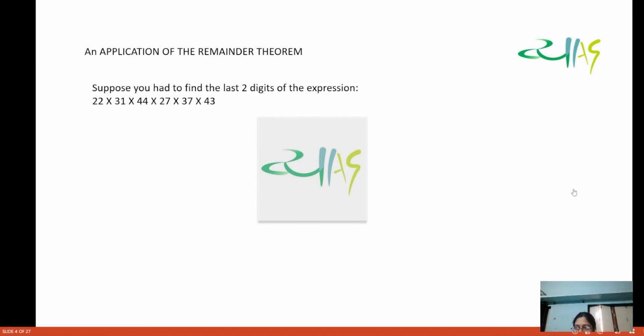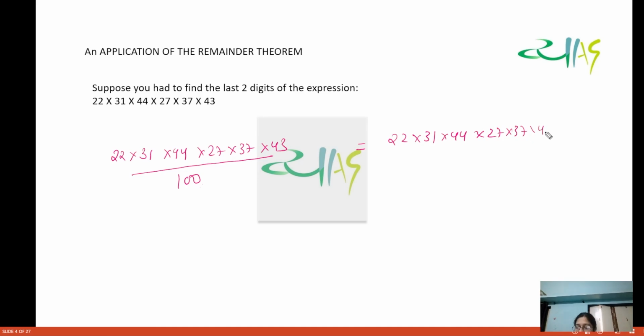Now let's see what we can do here. In this case, you have 22 into 31 into 44 into 27 into 37 into 43 divided by 100. We know 100 is 4 into 25. So write this expression and just write 4 into 25.